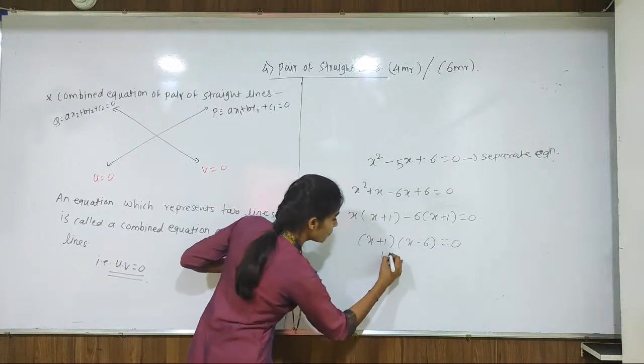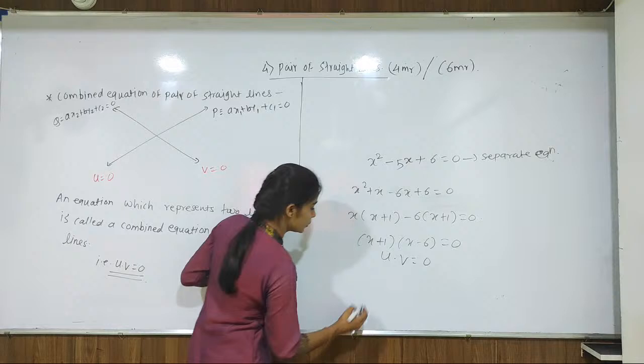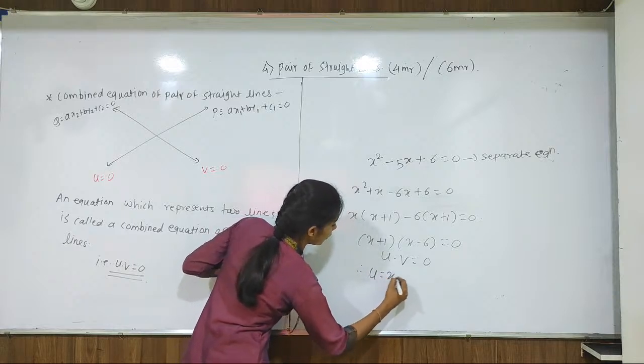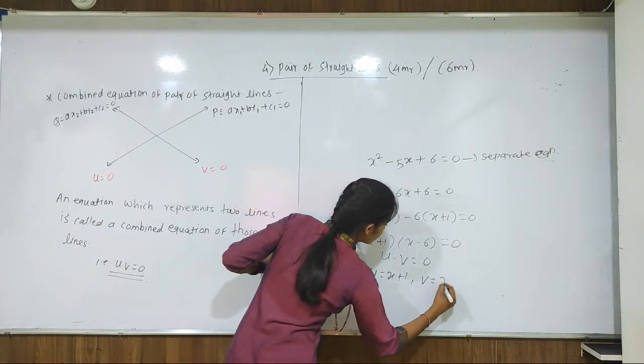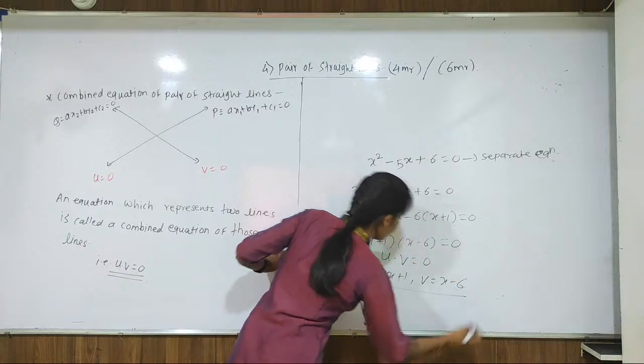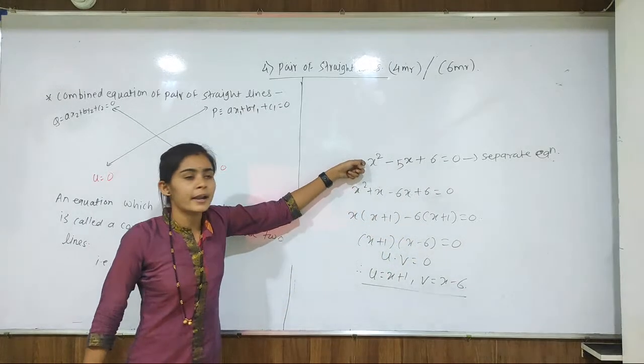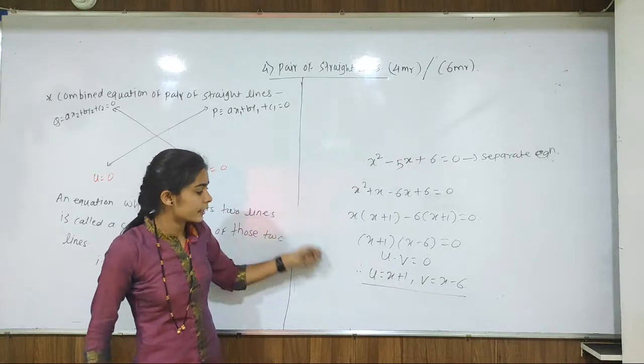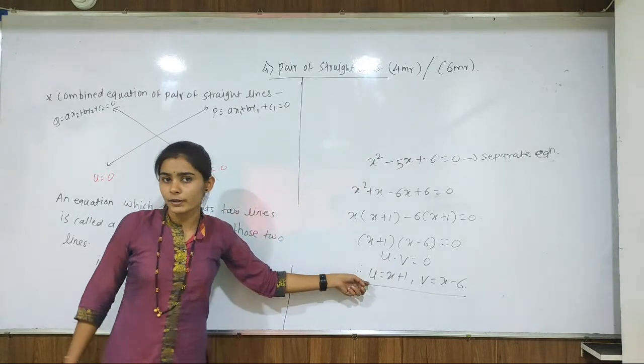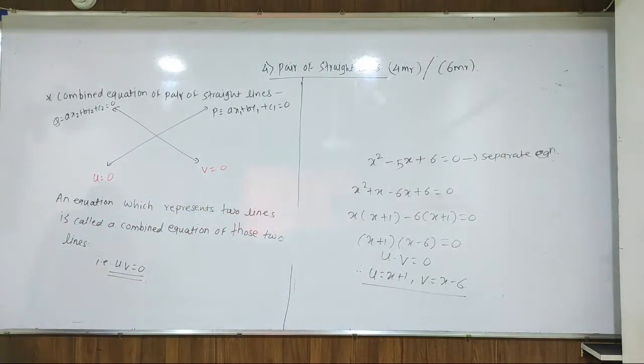This is of the form u into v is equal to 0. Therefore u is equal to what? x plus 1 and v is equal to x minus 6. These are the two separate equations of this combined equation. The combined equation, these two are what? Separate equations. Understood? How to find the separate equations?